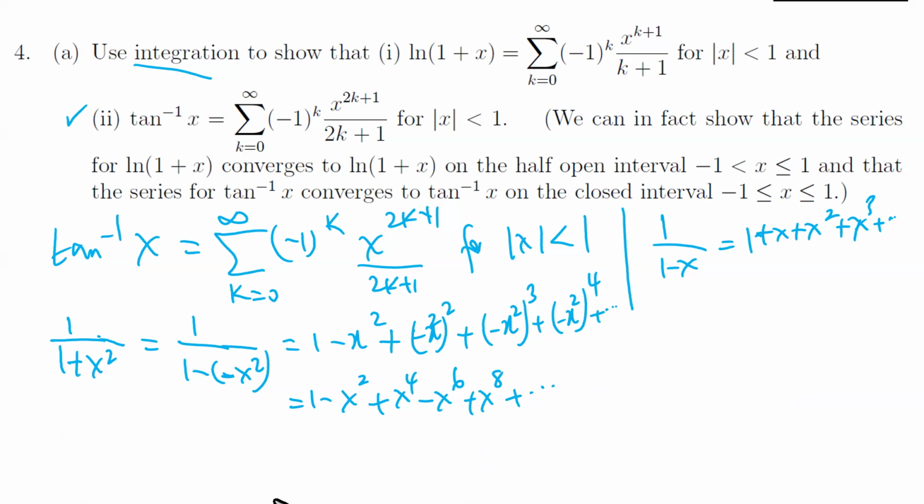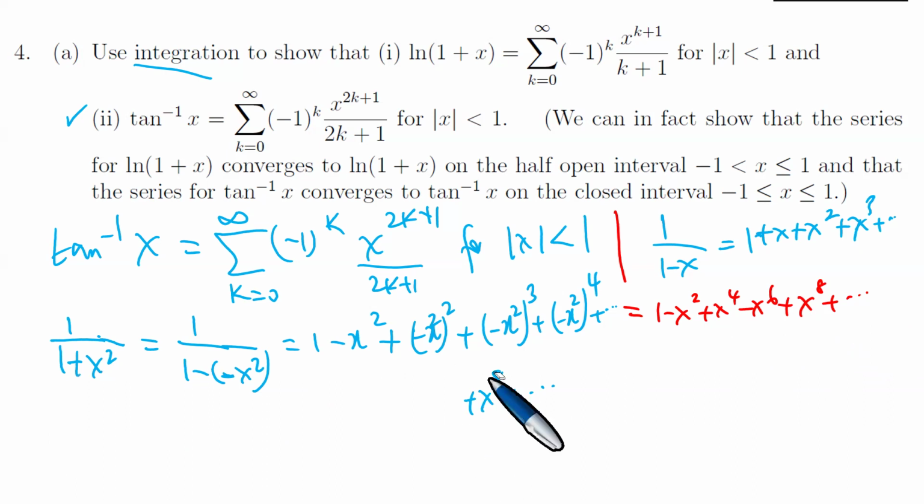Okay, what we've got is this one. If need be, you can come here and divide, and then have 1 minus x squared, x to the fourth power, x to the sixth power, x to the eighth power. Then what is the next thing? Then you need to integrate both sides of this. So you integrate the 1 over that.